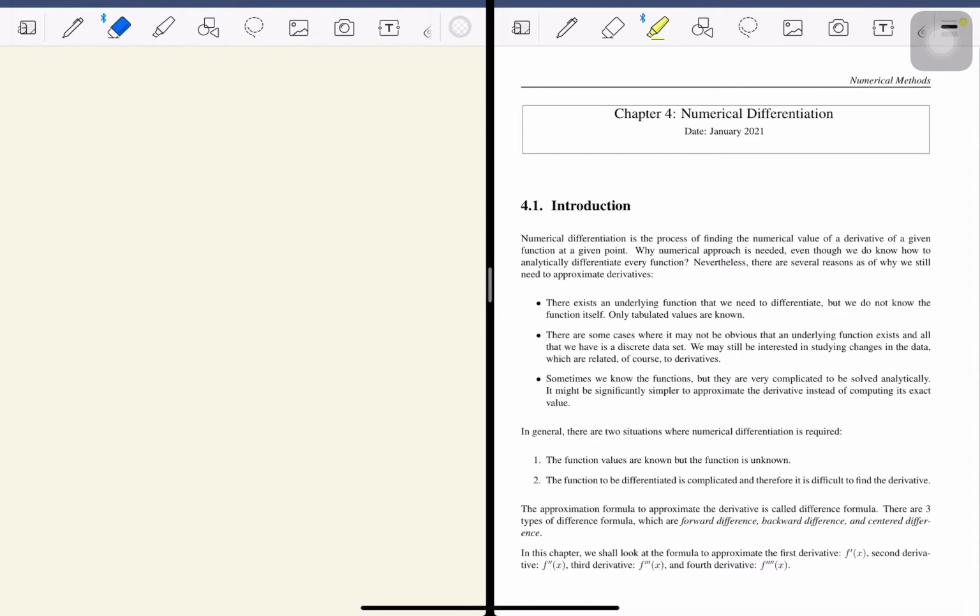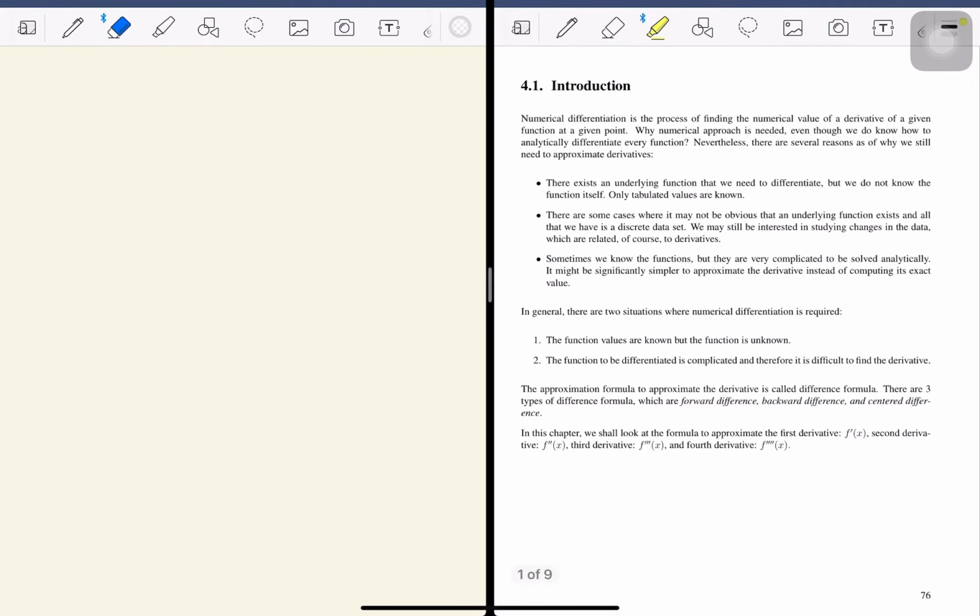In general, there are two situations where numerical differentiation is required. The first one is when the function is unknown. Obviously, when we talk about data, normally the function is not given, so you can only estimate the derivative based on the given data. The second one is when the function to be differentiated is complicated and it's difficult to find the derivative. So the easiest way to estimate the derivative is by using numerical differentiation.